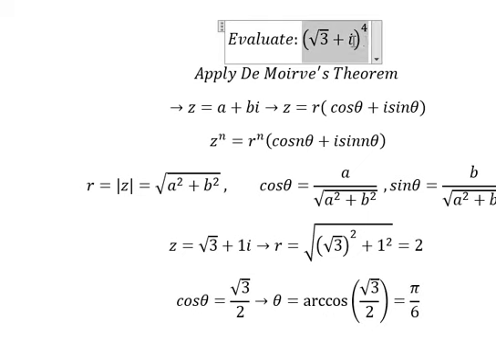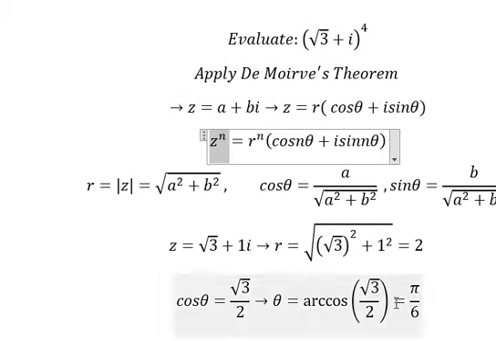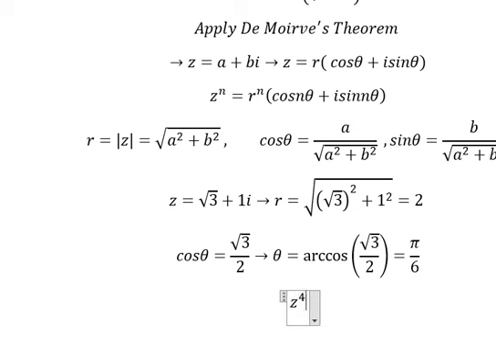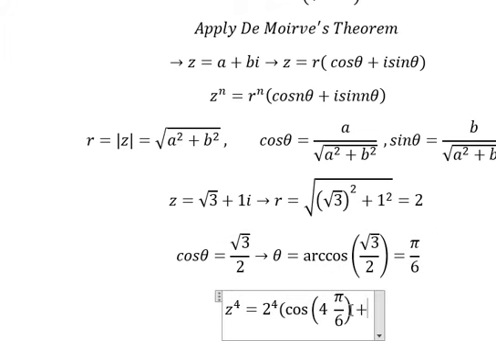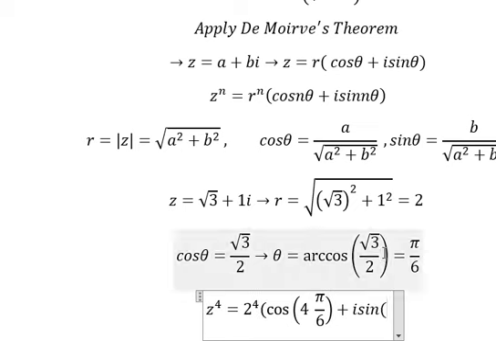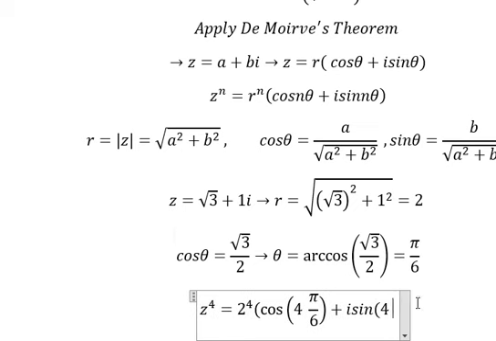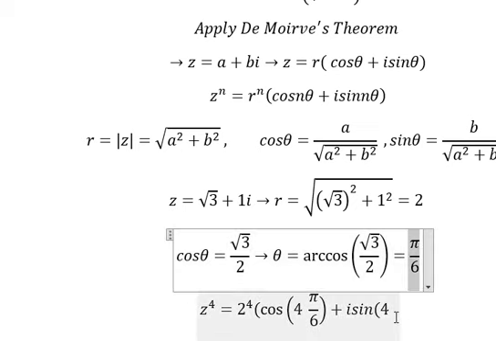Now this one we have n equals 4, that is z to the power of 4. And we change r, that's 2, cosine, and in this situation n is 4, and we have pi over 6, plus i sine of n equals 4, and theta, that's pi over 6.